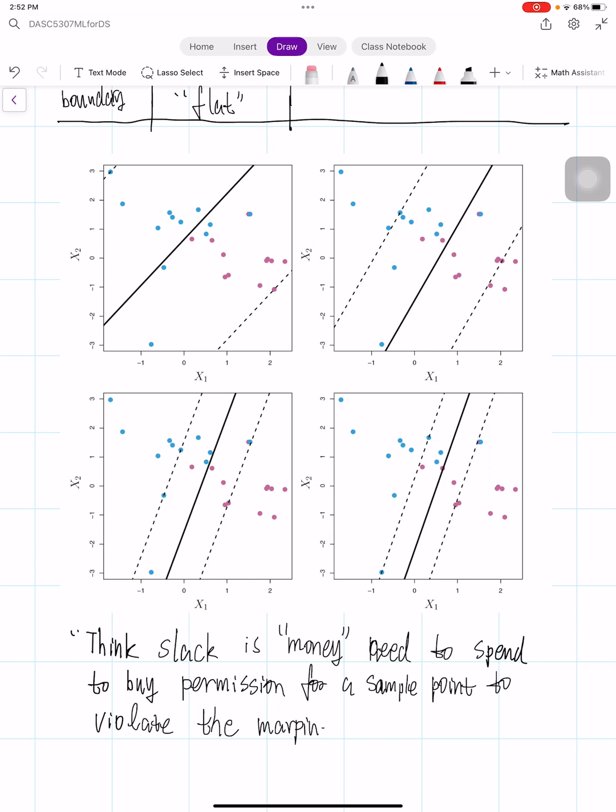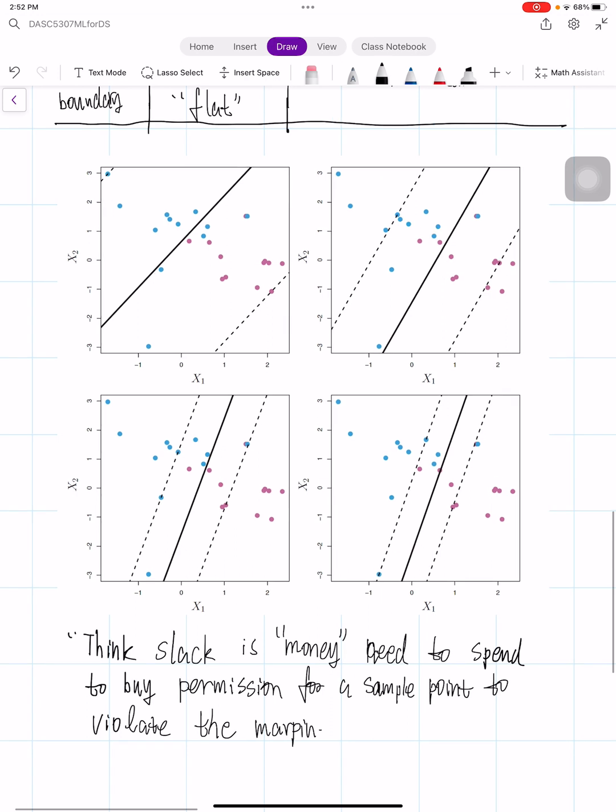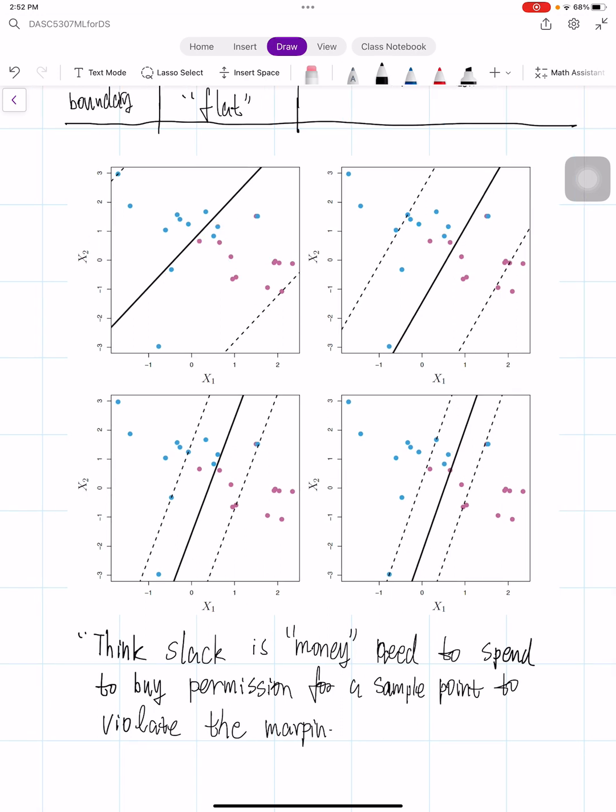Okay. And if C is big, it means we have a cheap cost to pay the ticket to enter for the violation. So we don't pay much for violations. In this case, we will have narrower margins, so we will have the large C. So this one has the largest C. This one gives the smallest C. So for small C, we encourage large slack.